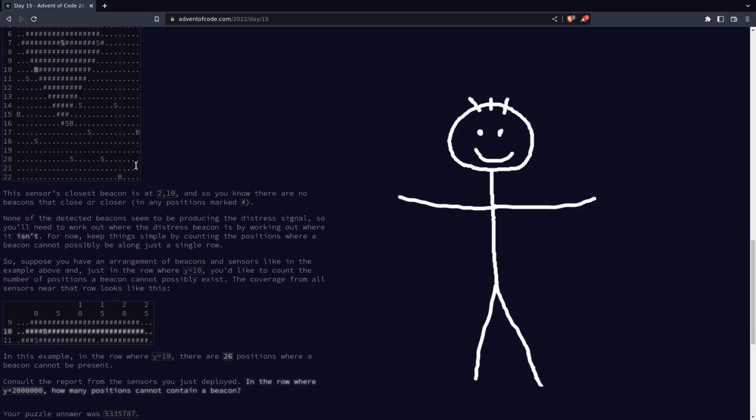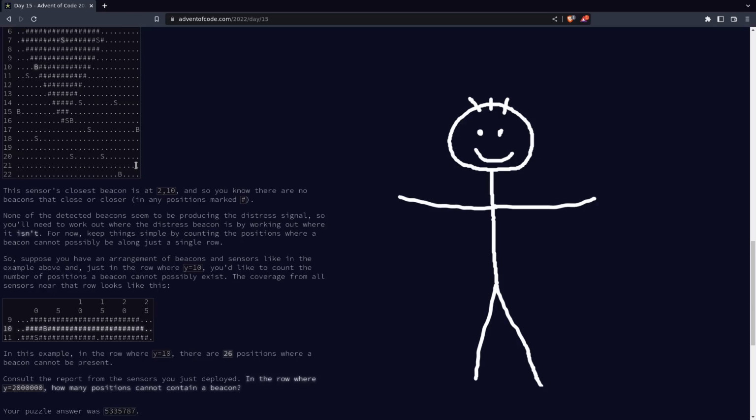So for the first question, I guess to have something really simple, we had to see, for example, on a given row. In the example, they showed how to do it for the 10th row, but for the real input, we have to use the row 2 million. So the idea is that we want to see how many spots are covered by the sensor in that row, and we have to count all the hash symbols, and if there is a beacon, then that doesn't count because it's already a beacon in that position. So we are interested only in all the spots where a beacon cannot be placed.